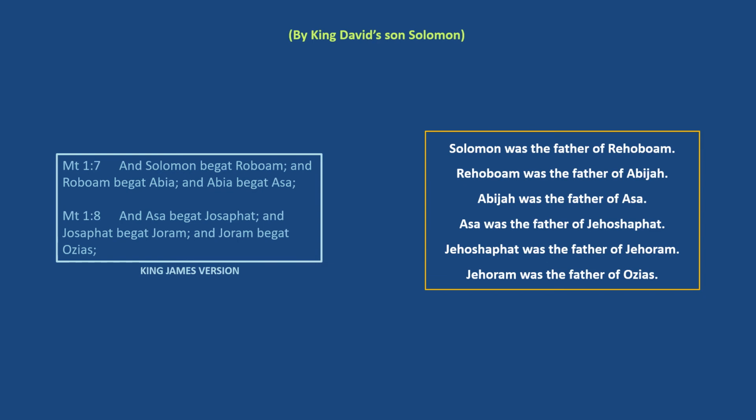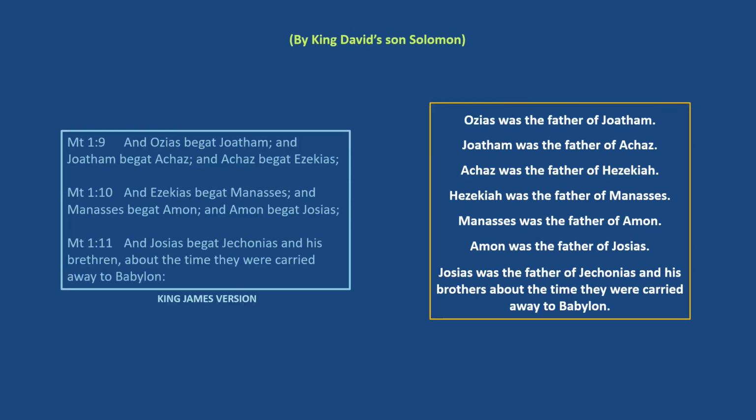Solomon was the father of Rehoboam. Rehoboam was the father of Abijah. Abijah was the father of Asa. Asa was the father of Jehoshaphat. Jehoshaphat was the father of Jehoram. Jehoram was the father of Ozias. Ozias was the father of Joatham. Joatham was the father of Achaz. Achaz was the father of Hezekiah. Hezekiah was the father of Manasseh. Manasseh was the father of Ammon. Ammon was the father of Josias. And Josias was the father of Jeconiah and his brothers about the time they were carried away to Babylon.